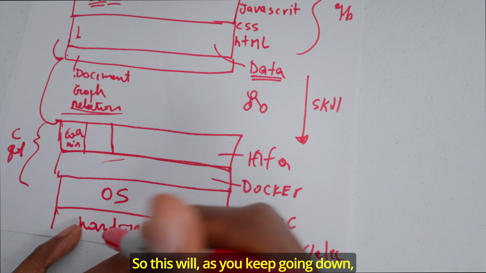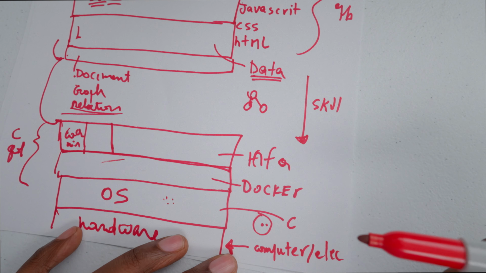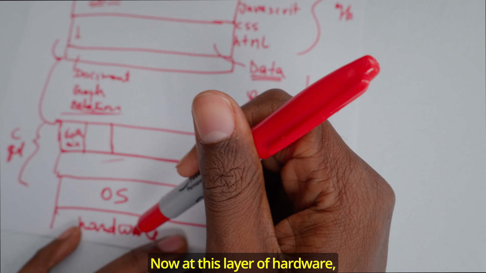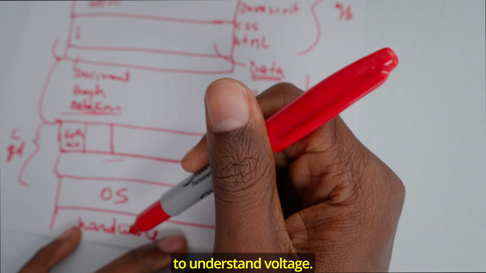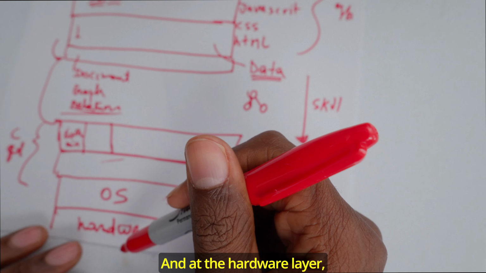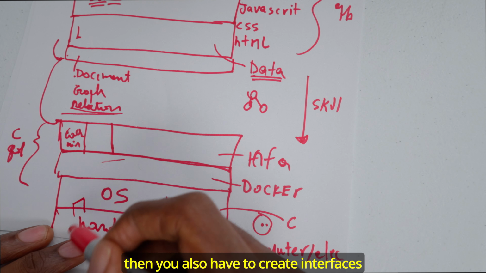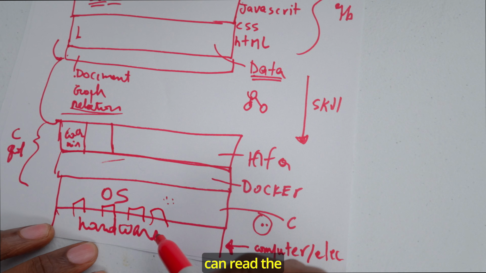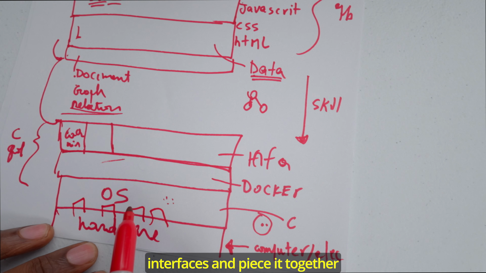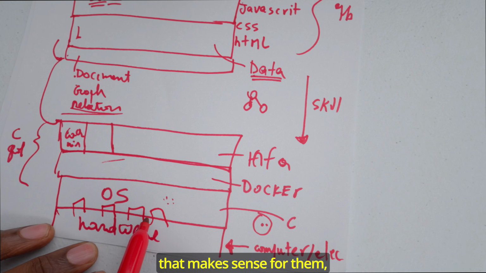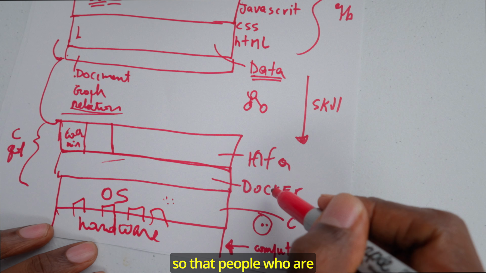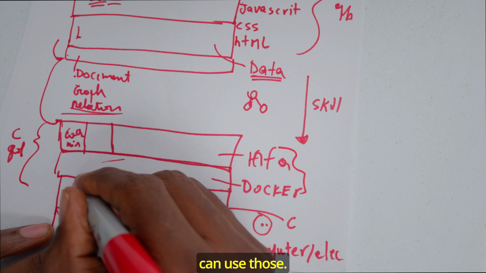So in this realm, as you keep going down, you need way more skill. It's way more difficult. Now at this layer of hardware, you're going to have to understand voltage. And at the hardware layer, you also have to create interfaces so that people who are building the operating system can read the interfaces, piece it together, and write something that makes sense for them, and then expose these interfaces up here so that people who are writing infrastructure can use those.